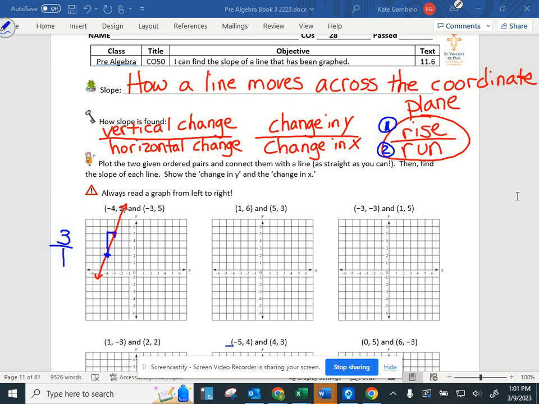Always start on your left. I have people that will start on the right, and then they get messed up about those negative numbers. If we had started on the right over here, we would have gone down and then over. And we would have said, oh, we went down, it's a negative. But it's not, because you have to start on that left side. You always have to put the rise on top, the run on the bottom. Always, always, always.